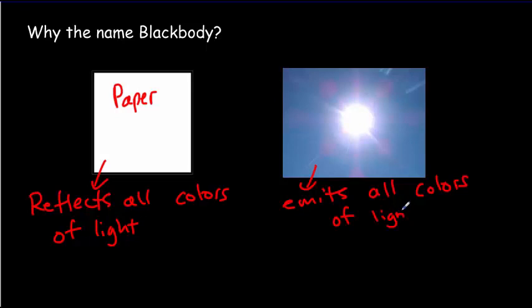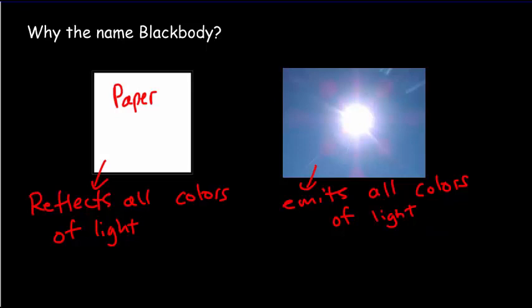So for instance, here's a white sheet of paper. Why does it look white? It looks white because it reflects all colors of light. Here's another object that looks white, but it looks white because it emits all colors of light. Now, many objects would be both reflecting and emitting in determining their color.